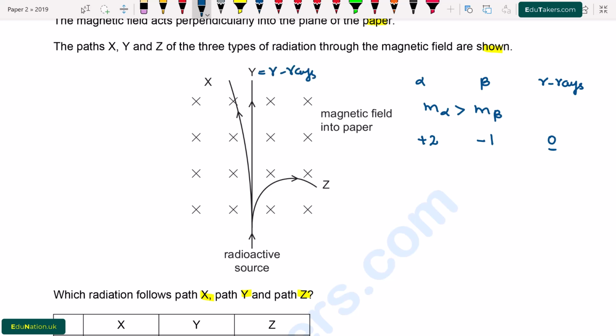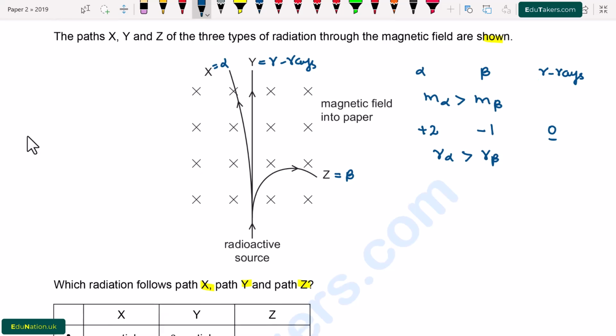The other two are alpha and beta. The mass of the alpha is larger as compared to the mass of beta. It means that the radius of the alpha particle's path is larger as compared to that of the beta particle because of their masses. When the radius is larger, there will be smaller deflection. It means that the deflection of the alpha particle is less as compared to the beta particle. So there will be larger deflection by Z. It means that Z is the beta particle while X is the alpha particle.